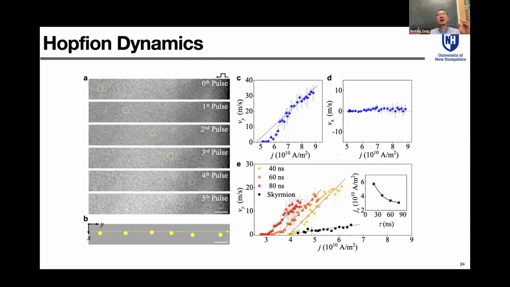And also you can design some interesting structures, and you can move the Hopfion by current, okay, from any point in three dimensions to another point in three dimensions. So this is indeed a building block for three-dimensional logic devices.